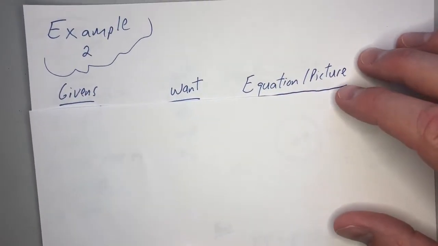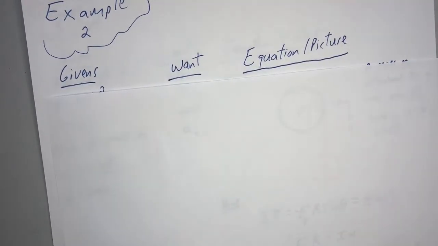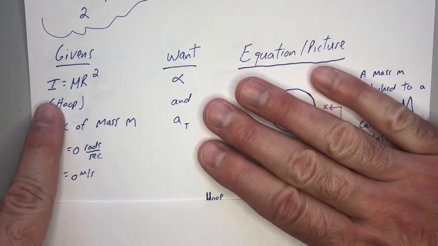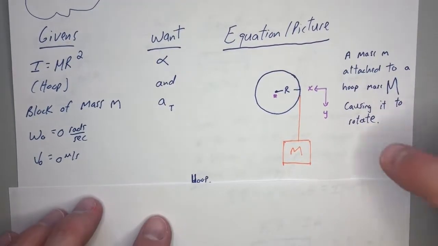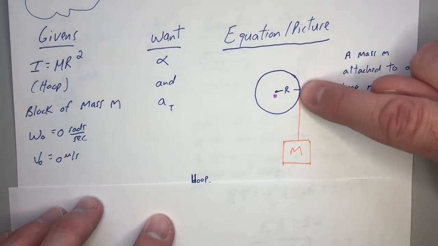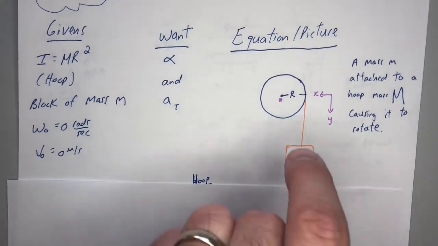So example 2, the setup is you're going to have, picture a hoop, and you're going to have a pulley and a string. This is a little complicated actually, but it's fun. So you're given a hoop. The moment of inertia of a hoop is mr squared because the mass is right around the outside perimeter of the hoop. And you have a block of mass, little m, with a rope attached to the hoop.